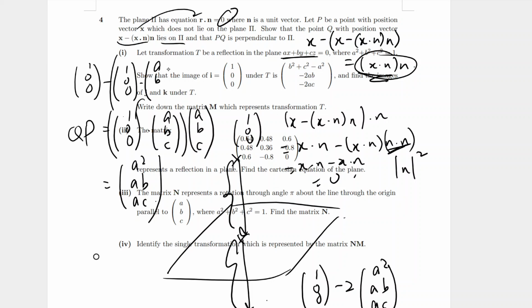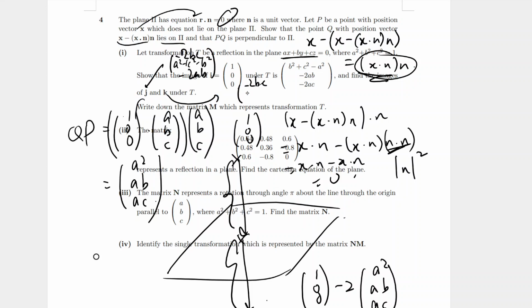So, probably for j, if I were to guess, that's probably minus 2bc, isn't it? Minus 2bc, and in the middle is a squared plus c squared minus b squared, and this is minus 2ab, right? Hopefully the guess is correct. And k, same thing, right? By the same logic, minus 2ac, minus 2bc. Second bit is minus 2ac, yeah? And the last bit is a squared plus b squared minus c squared.